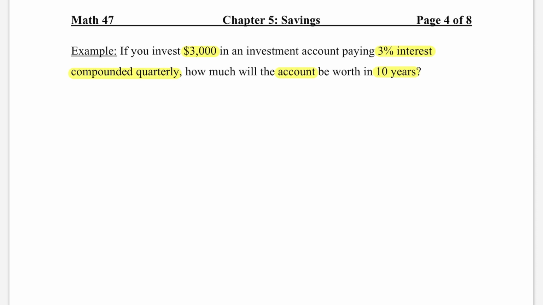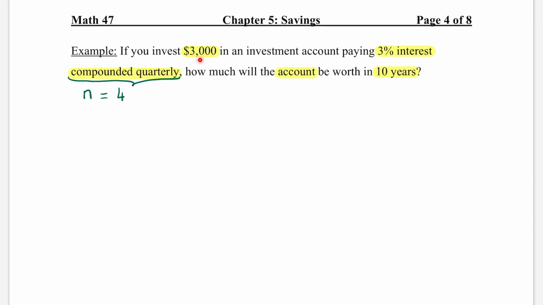So first of all, I have a compound interest and it is compounded quarterly. So that means the interest will get added to my account every quarter. And how many quarters are there in 1 year? There are 4 quarters. So compounded quarterly means my N is 4 because it's done 4 times a year.